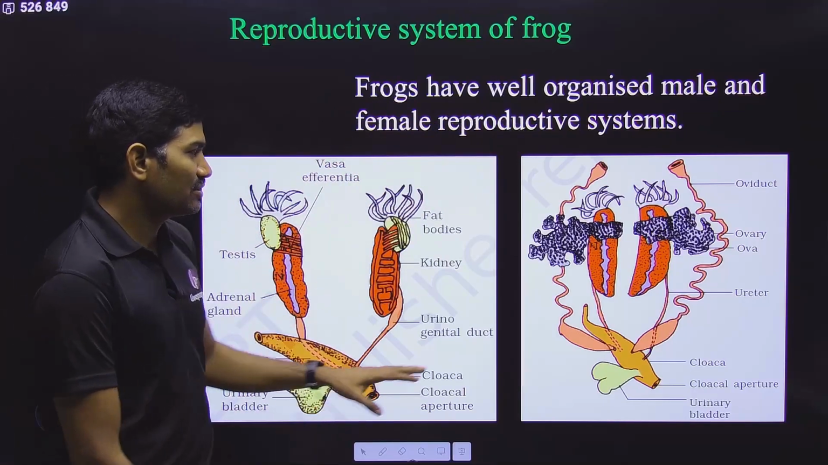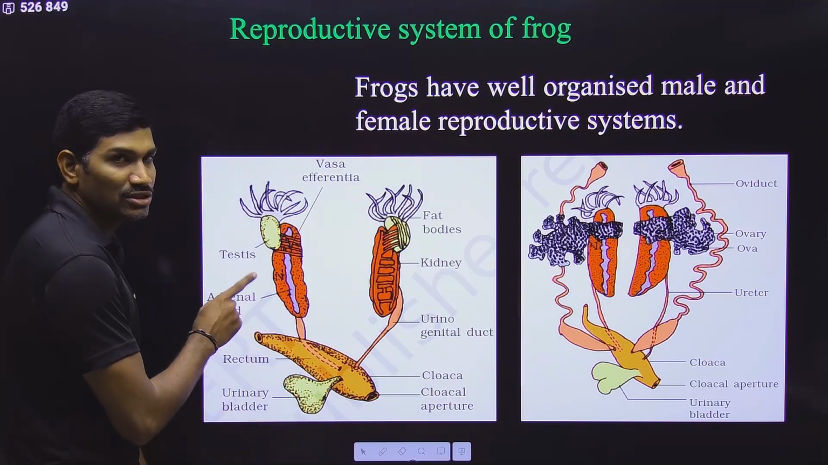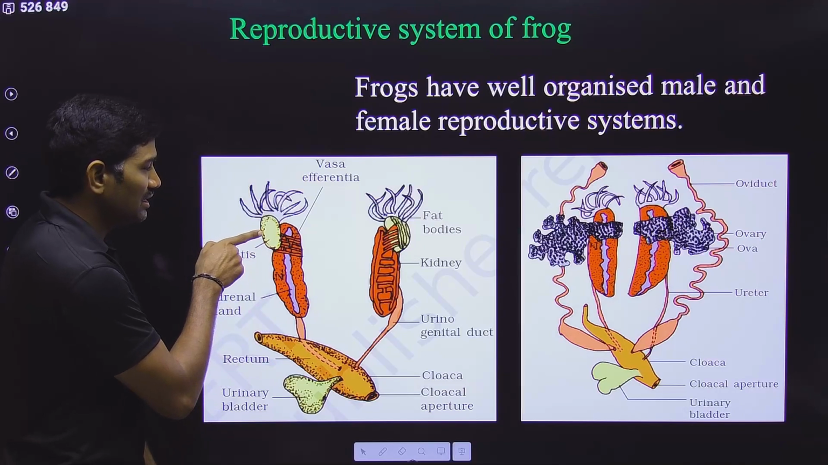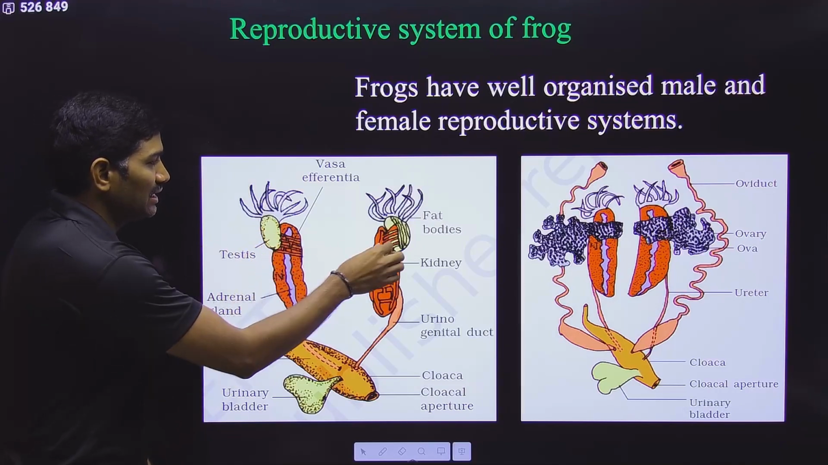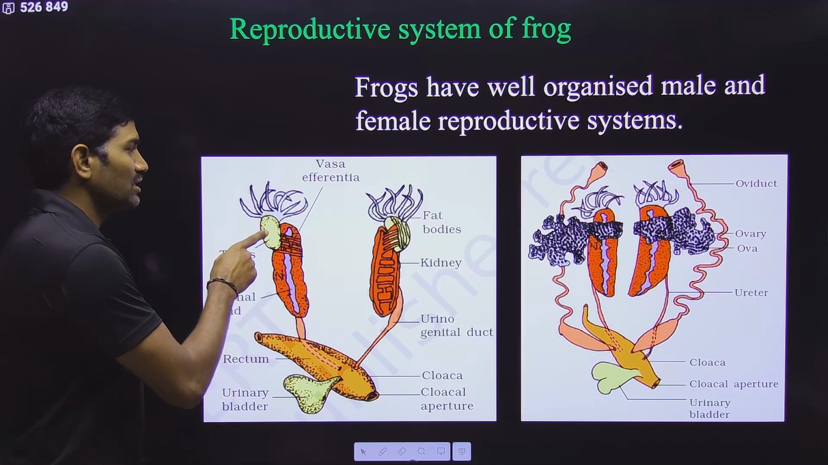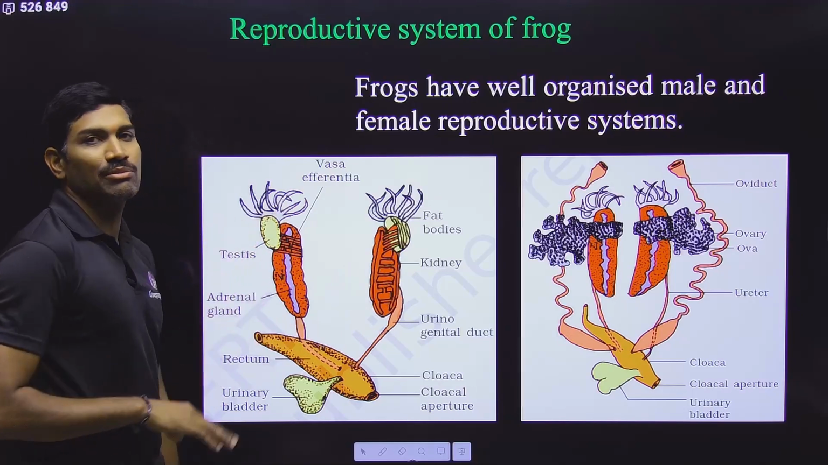This is the male reproductive system. This is the female reproductive system. Please observe carefully. In the case of the male reproductive system, urine and the sperm cells. See, this is the testis. This is the Bidder's canal. These are the vasa efferentia, and these vasa efferentia are connected with the Bidder's canal. So testis, vasa efferentia, Bidder's canal. These are the three names that are related to the male reproductive system.